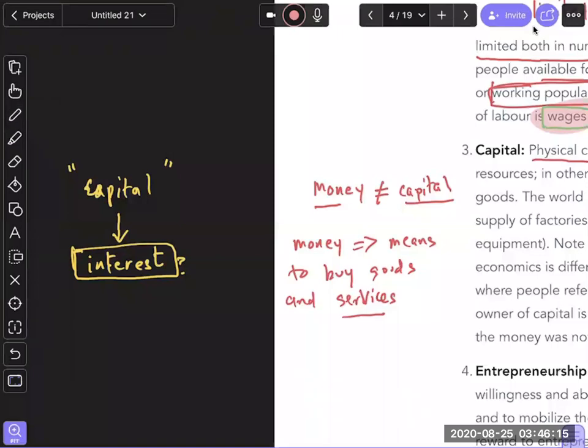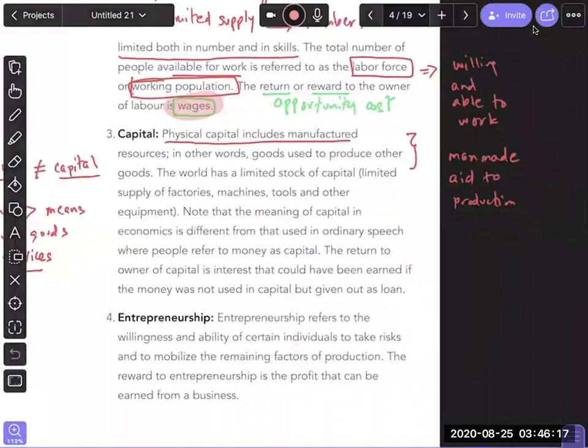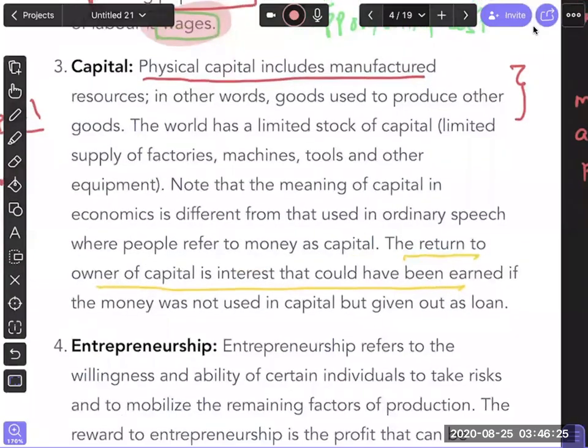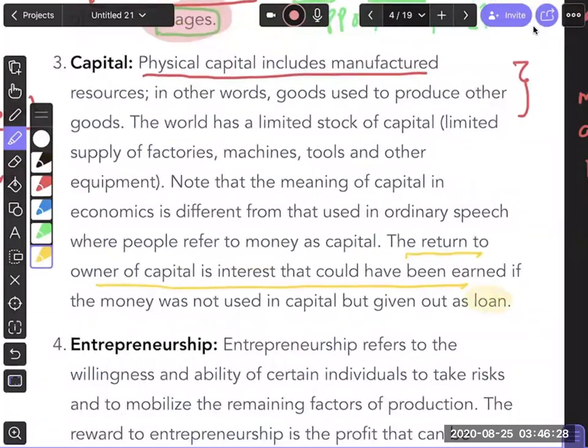So this is the story for capital, where we say that the return to the owner of capital is the interest that could have been earned if the money was not used in capital but given out as a loan, or given to individuals, or given to the bank. The bank could have given you interest. So $100 could be given to me, or $100 could be given to the bank, and they could have given you interest. Rather than that, you decided to buy a laptop and, let's say, teach a class. Does that make sense?